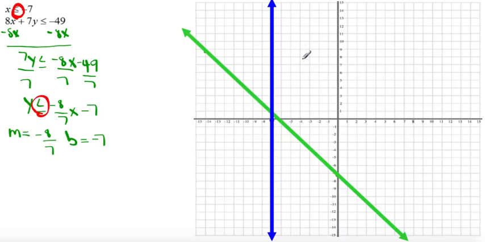Okay, so now I have to do some shading. We'll start with the blue line. So I'm plugging in the origin, the 0, 0 point, to see if I shade to the right, which includes the 0, 0 point, or to the left of the blue line. So I have 0 is less than or equal to negative 7. 0 is not less than or equal to negative 7, so I can't shade the side that includes 0, 0. I have to shade the opposite, which is the left side. So I'm shading everything to the left of the blue line.